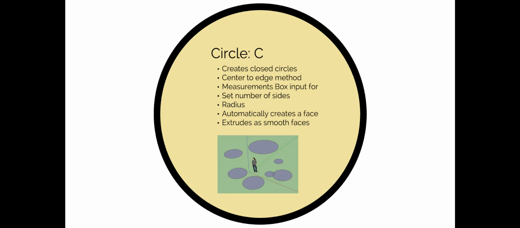Circle creates closed circles, uses the center to edge method. Once again, measurement box, not just for input for the radius, but for the number of sides, which you need to put in before you start drawing. But you can always change that later in the model or the info box once the object or circle is created. And because it's a circle, it extrudes with smooth faces. It looks smooth, even though you will see facets around the perimeter of the circle itself.